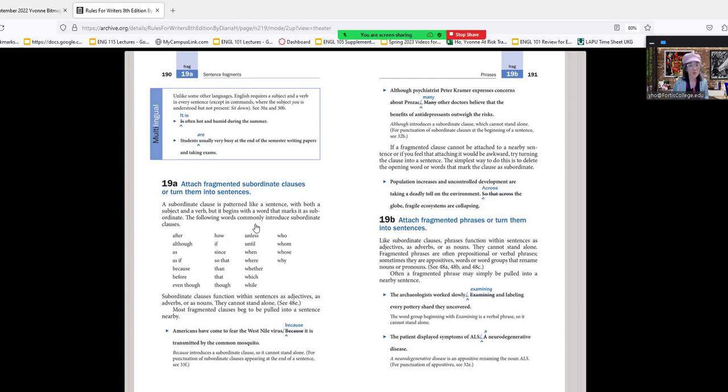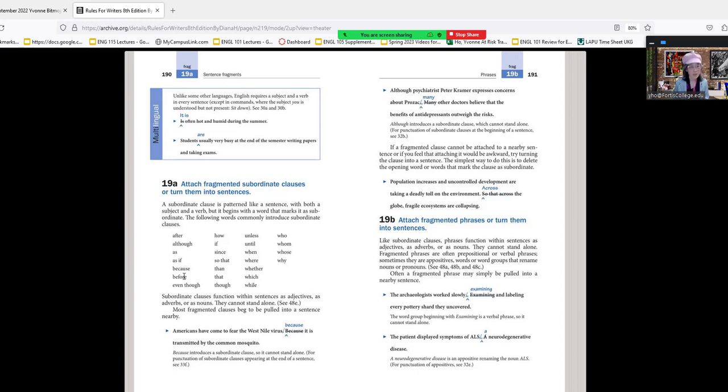So the following words commonly introduce subordinate clauses: after, although, as if, because, before, even though, how, if, since, so that, than, that, though, unless, until, when, where, whether, which, while, who, whom, whose, why. Subordinate clauses function within sentences as adjectives, as adverbs, or as nouns. They cannot stand alone. Most fragmented clauses beg to be pulled into a sentence nearby.